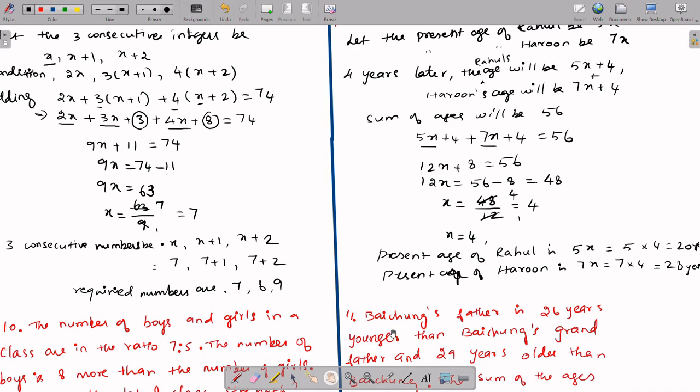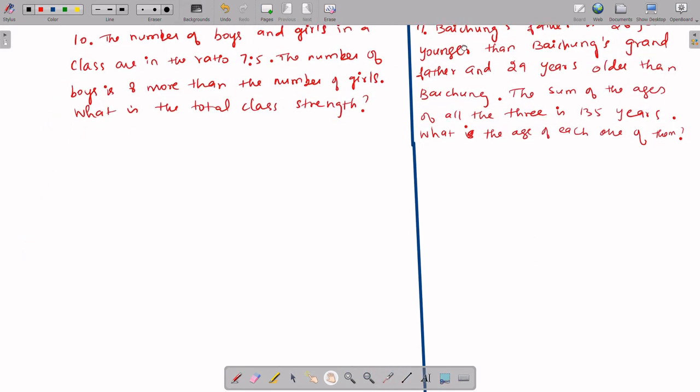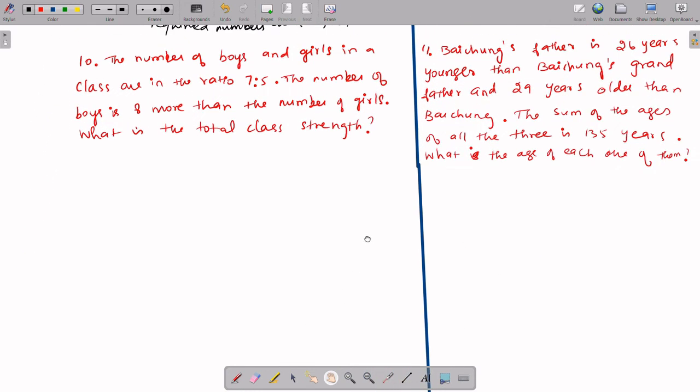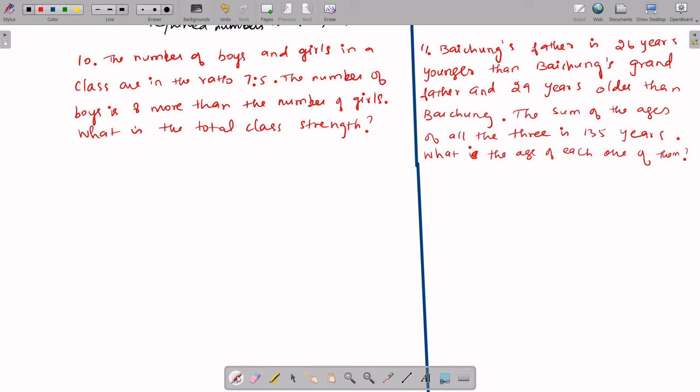Now we pass on to the next problem. What is our next problem? The number of boys and the girls in the class are in the ratio 7:5. The number of boys is 8 more than the number of girls. What is the total class strength? That we have to find out. So first we take boys as 7 and the girls ratio as 5.